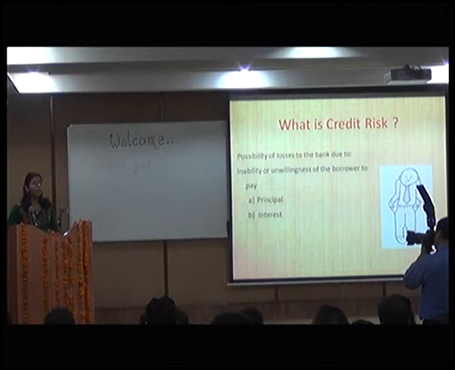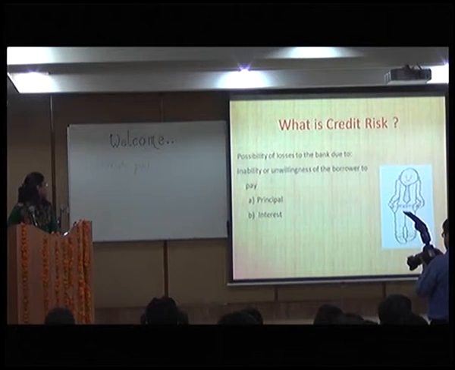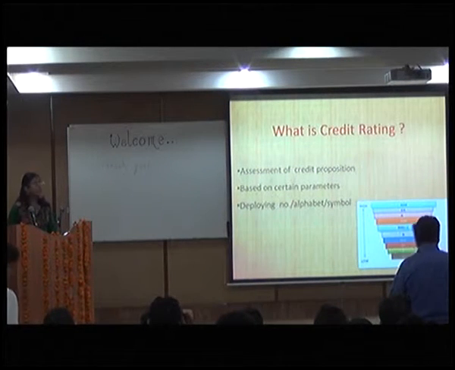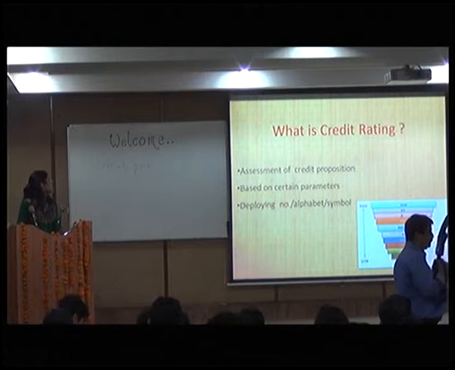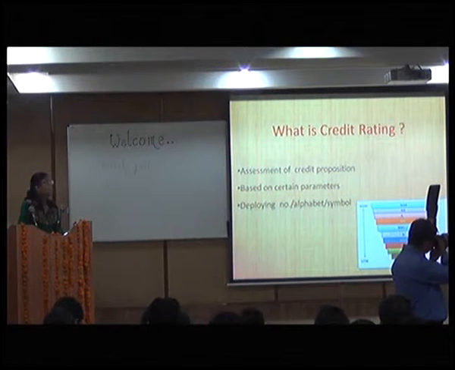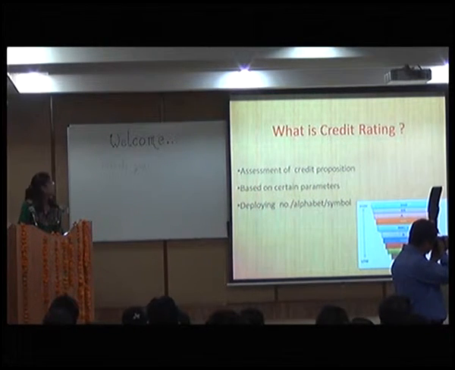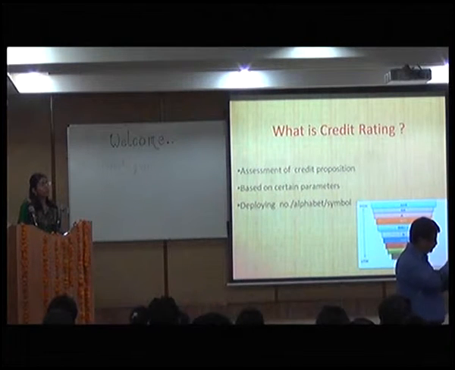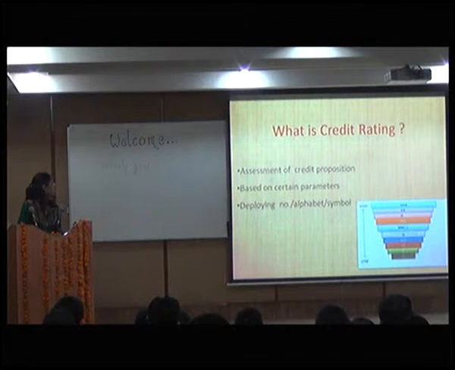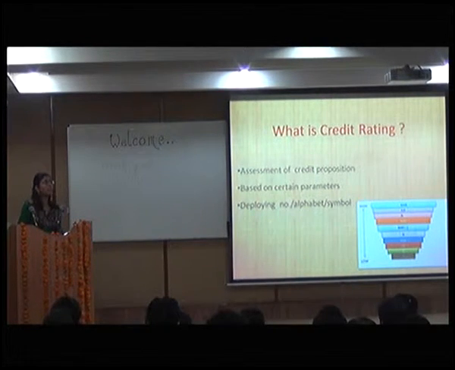I have already explained the meaning of credit risk. Credit rating in technical terms means assessment of credit proposition based on certain parameters and deploying numbers, alphabets and symbols for that. You can see this particular diagram. D is for a low category borrower and AAA is for a high category borrower.